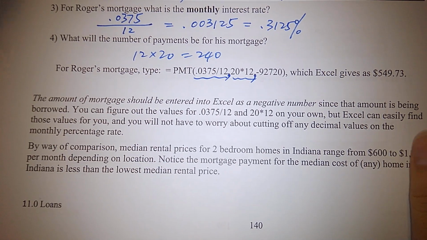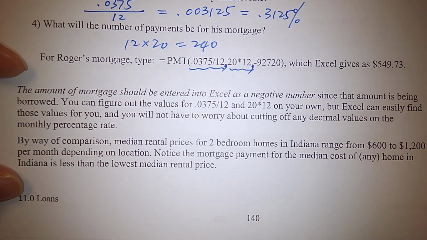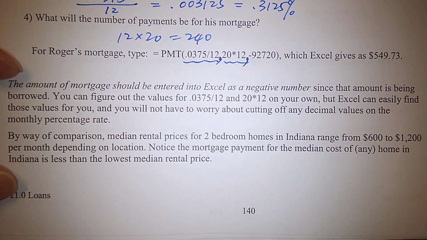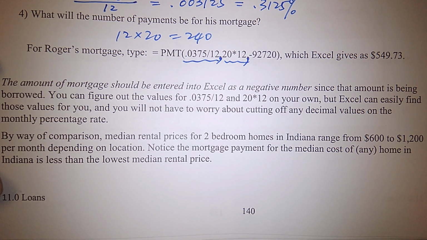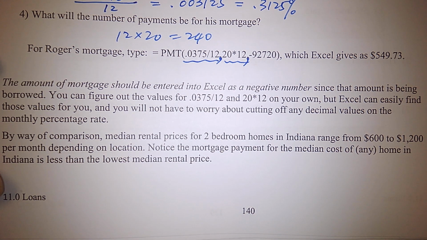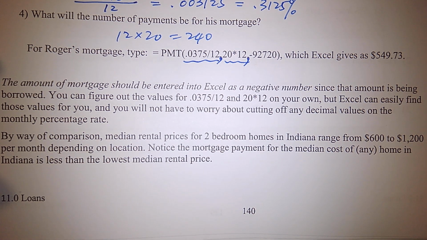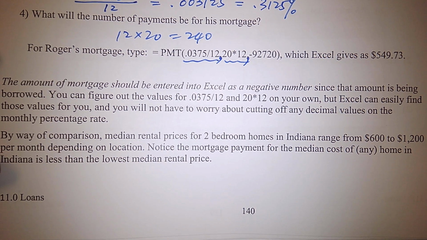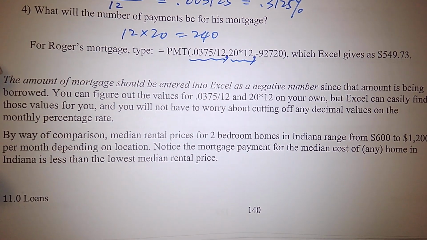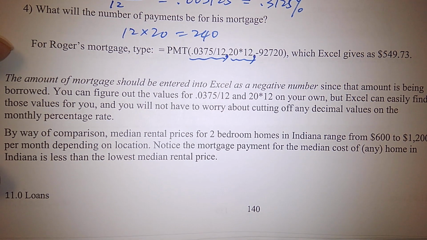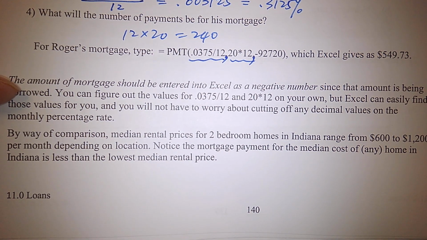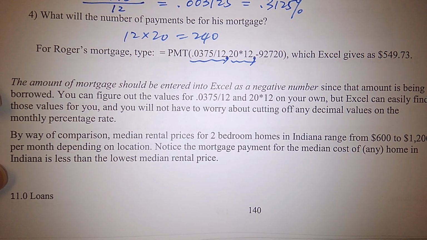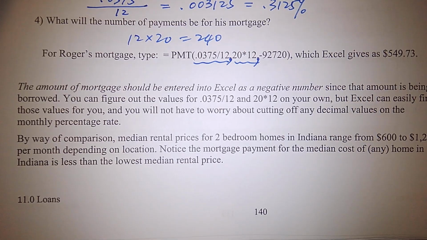I'm going to ask a volunteer to read these two paragraphs. Just read through. Whose turn? Lauren? The amount of mortgage should be entered into Excel as a negative number since that amount is being borrowed. You can figure out the values for .0375 divided by 12 and 20 times 12 on your own, but Excel can easily find those values for you. And you will not have to worry about cutting off any decimal values on the monthly percentage rate. By way of comparison, median rental prices for 2-bedroom homes in Indiana range from $600 to $1,200 per month depending on location. Notice the mortgage payment for the median cost of any home in Indiana is less than the lowest median rental price. Okay, thanks. We just read these two paragraphs.